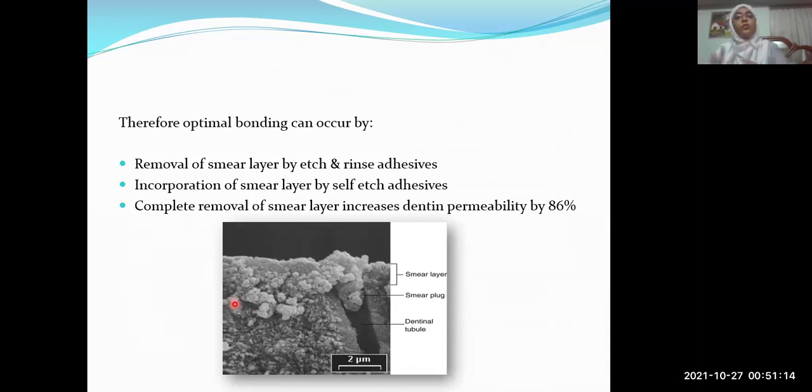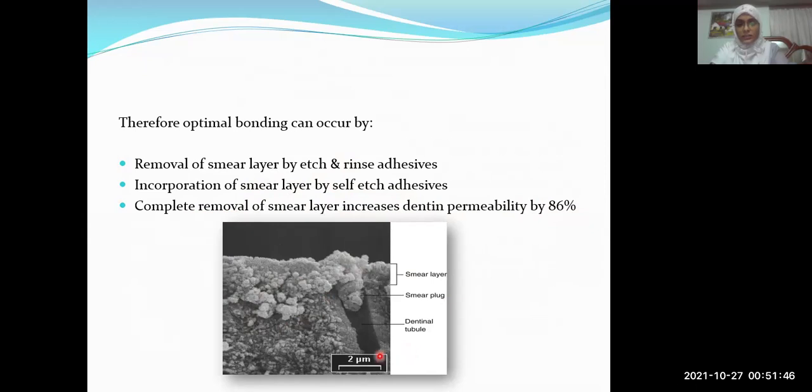For optimal bonding to occur, the smear layer has to be removed by etching and rinsing. Or you have to use self-etch adhesives, where though you do not completely remove the smear layer, you at least modify it so that the bonding occurs through the smear layer. However, recently they have found that complete removal of the smear layer usually increases dentin permeability by around 86%. So it's always preferable.